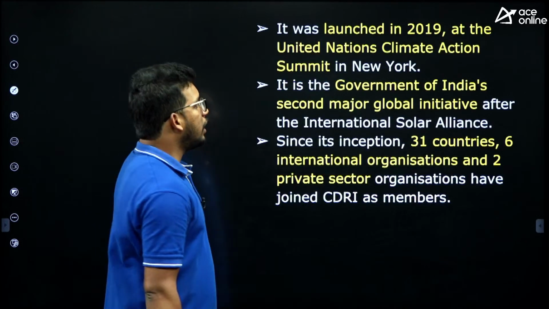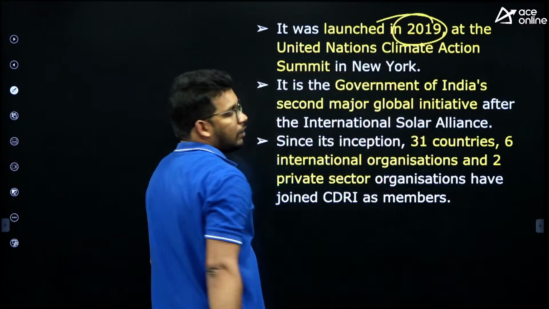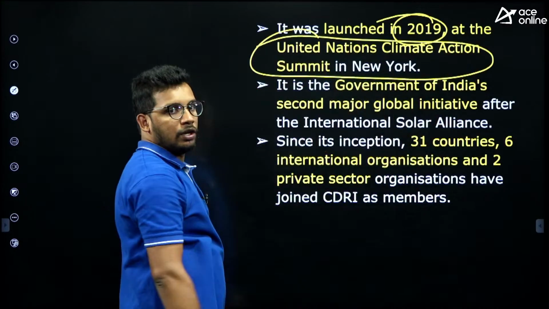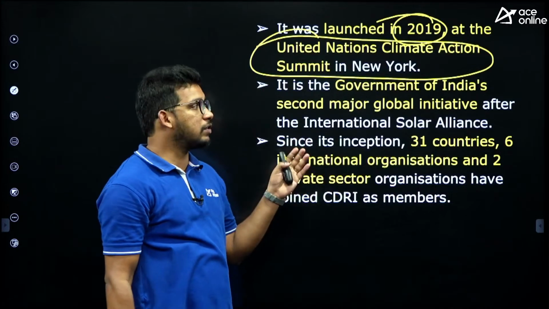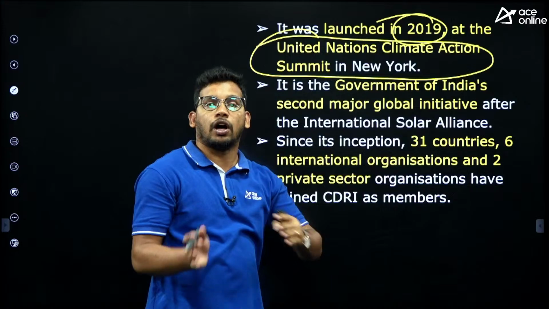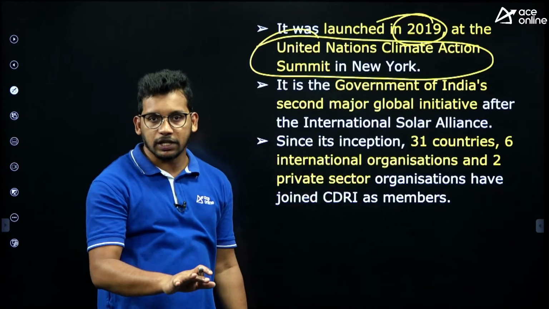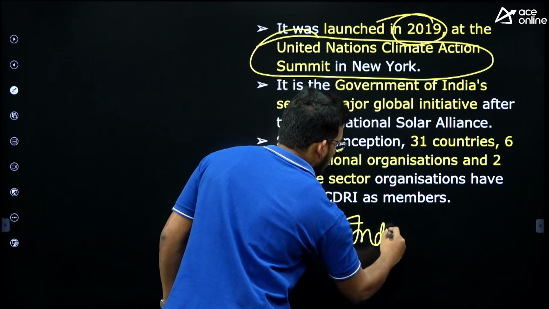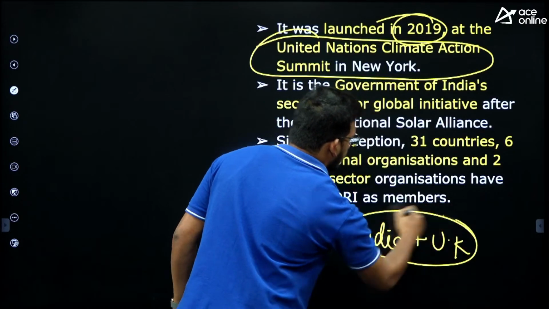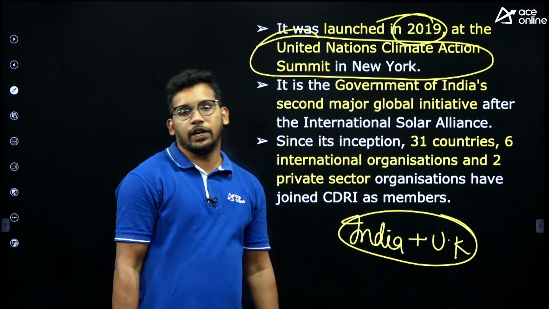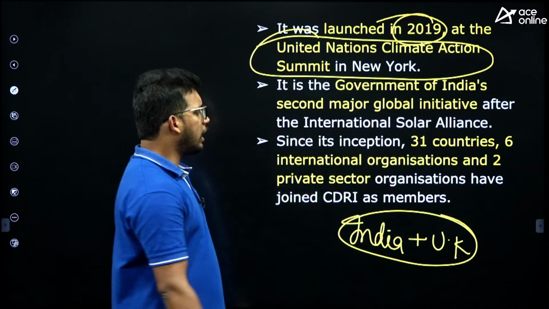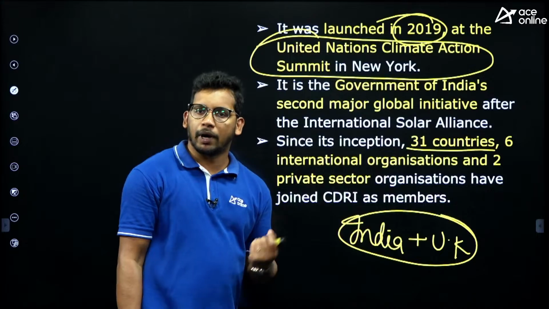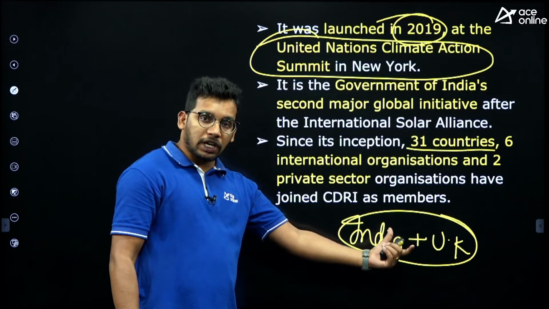Now, it was launched in 2019, on the sidelines of the United Nations Climate Action Summit in New York. So the United Nations Summit related to climate action took place in 2019 in New York. On the sidelines of it, who launched this? This was launched by India in collaboration with the UK, the United Kingdom, that is Britain. They together launched this initiative. Of course, they have allowed other countries also. And as of now, we have more than 31 countries, 6 international organizations, and private players who became part of it, right?